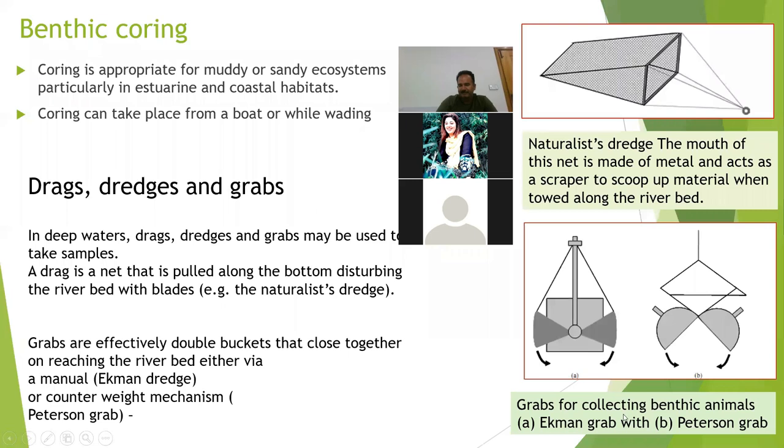So these two grabs are used for the collection of invertebrates from deep rivers, and they can even be used in deep coastal areas. A is the figure of the Ekman grab, and B is the figure of the Petersen grab. Ekman is a manual grab, whereas Petersen is a weight-based mechanical grab. When this sampler falls on the surface of the sediment and we pull it, the whole surface area, if it is 1 meter square, will be collected inside the grab sampler.